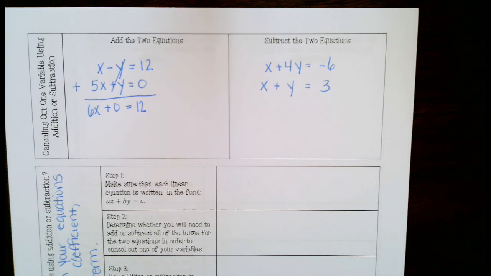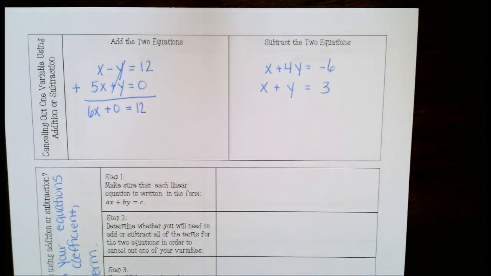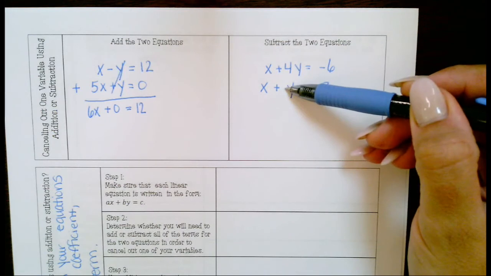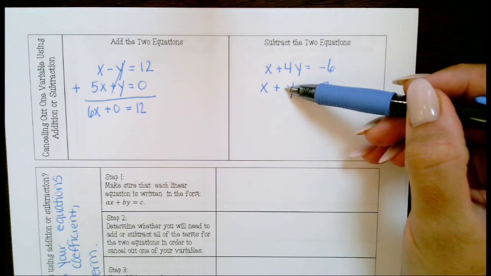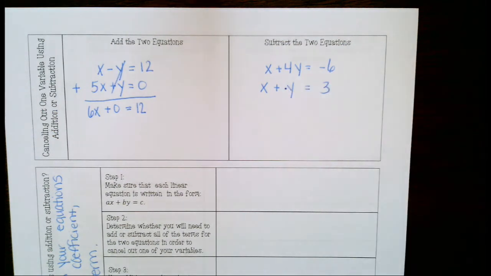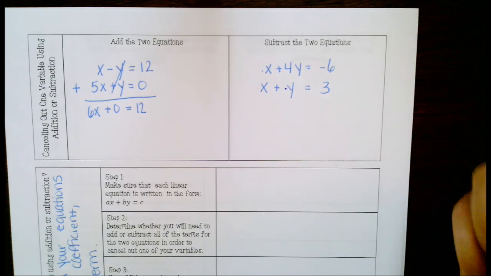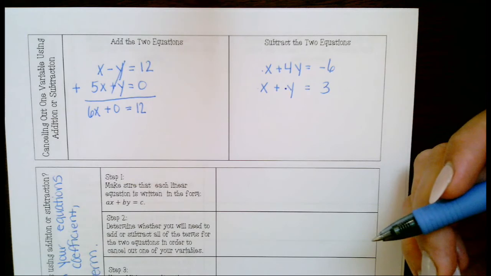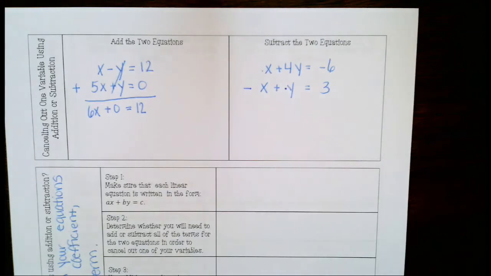Well, what I want you to hop over to and look at next is x plus 4y equals negative 6. I've got x plus y equals 3. Again, we look for the variable that has the same coefficient. I've got a 4 and a 1. Those are not going to cancel each other out. Doesn't matter if I add or subtract. A 4 and a 1 are not going to cancel each other out. I have a 1 and a 1. All right, same leading coefficient. But if I do 1 plus 1, they're not going to cancel out. In this problem, we are going to subtract.